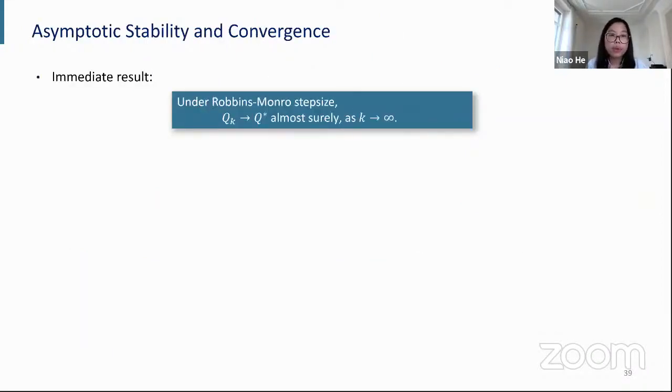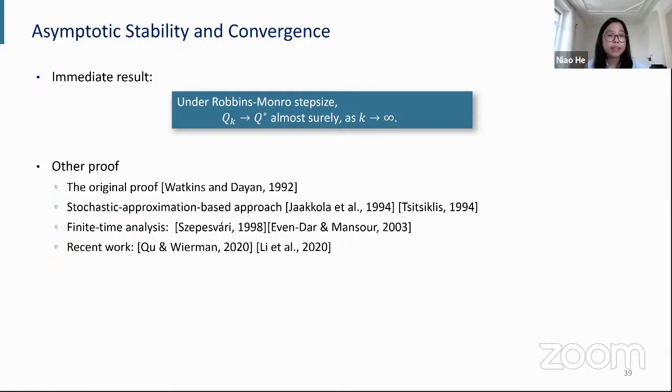And basically, so far, what we have established is the asymptotic stability of this associated ODE. And by invoking this ODE analysis, this Borkar and Meyn theorem, this implies that if you just use any Robbins-Monro step size and you apply this Q-learning algorithm, this Q-learning algorithm will be guaranteed to converge almost surely as k goes to infinity. Right? I should mention that there indeed are also many other proofs for Q-learning algorithms.